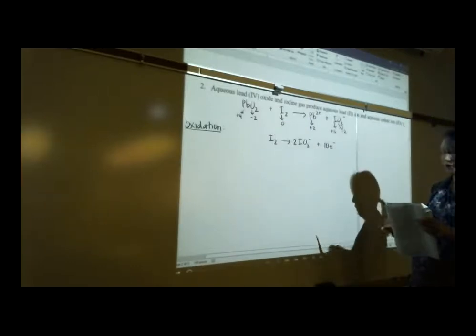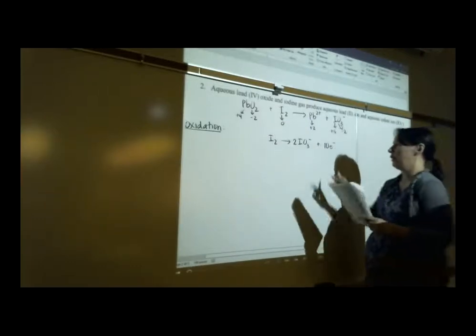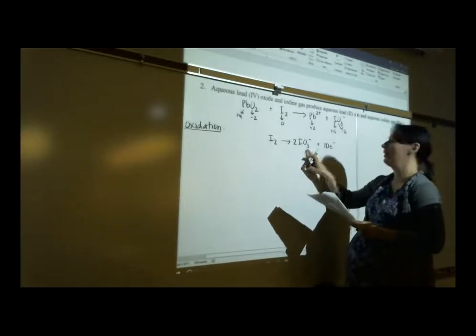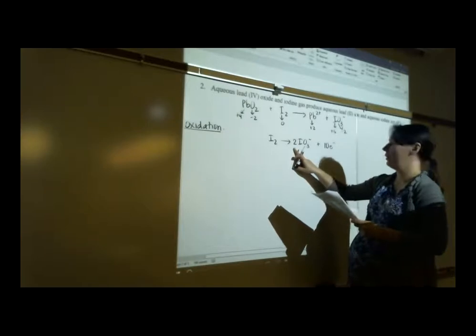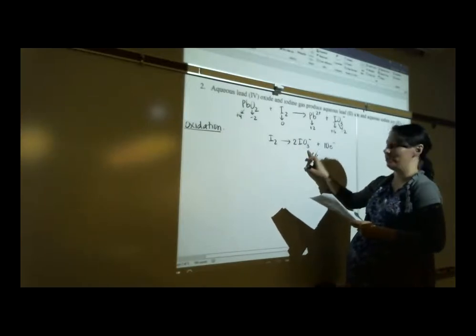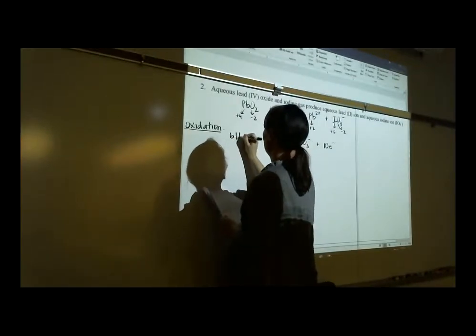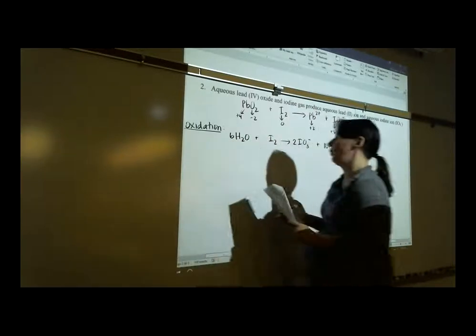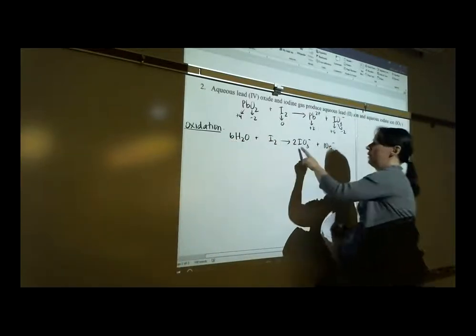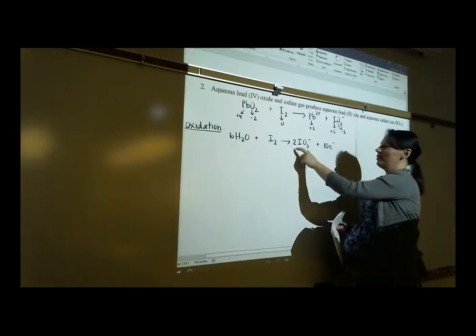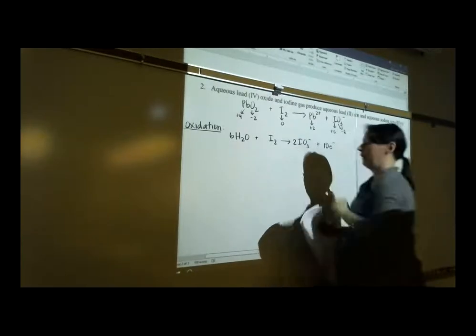Now let's deal with the oxygen situation. I've got 3 oxygens here, right? But I've got a coefficient of 2. So really, I don't have 3 oxygens, I've got 6 oxygens, right? So it's 6 H2O. Make sure you understand why it's 6 H2O and not 3, right? Yes, there are 3 in IO3-, but there's a coefficient of 2. So 3 times 2 is 6, okay?